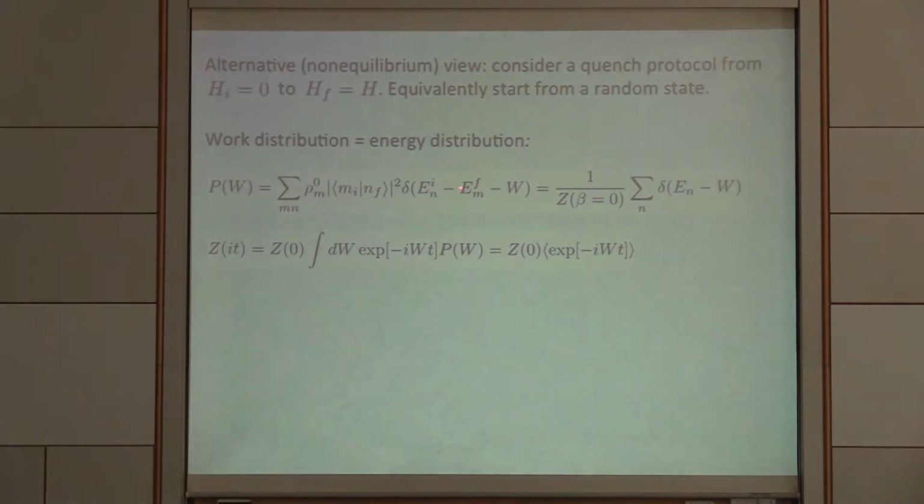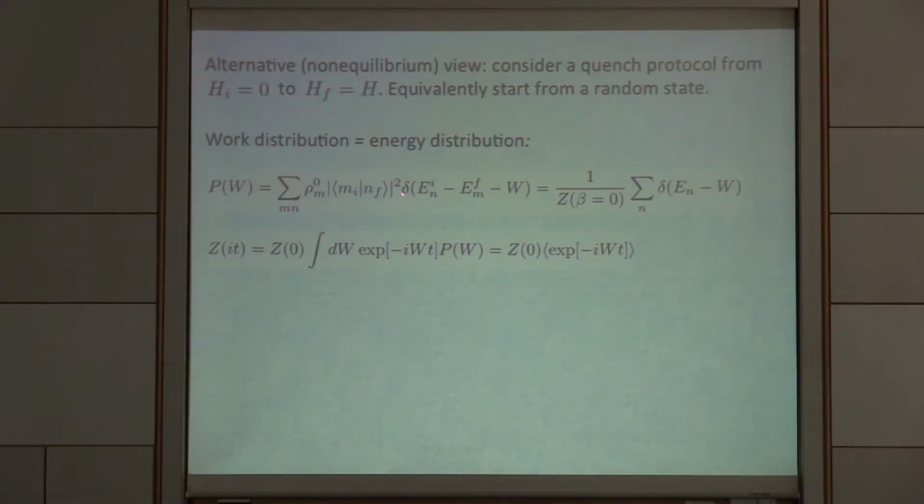Now ask, what's the probability of doing work? Well, it's given by the sum of the initial probability to occupy state m of my H0 Hamiltonian. Good thing, I can use any basis for this. Then I have the probability to make a transition from state m to state n, which is like an overlap squared. And then I have a delta function, which tells me that the energy change, which is work, is exactly equal to the energy difference. Then I notice that if I start from a flat distribution, so infinite temperature, this drops out. It's a constant, 1 over Z.